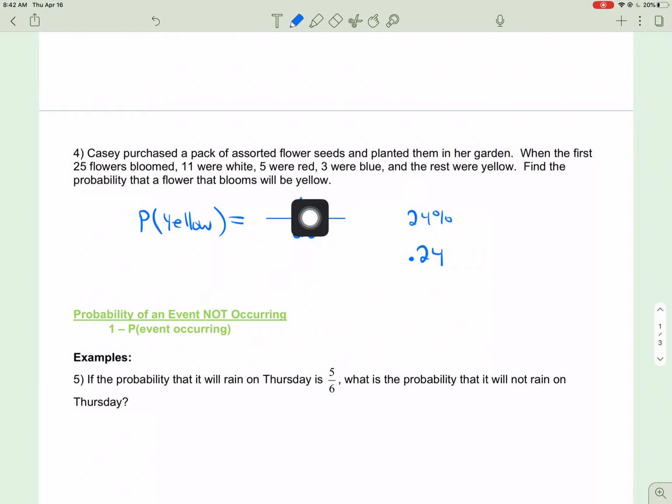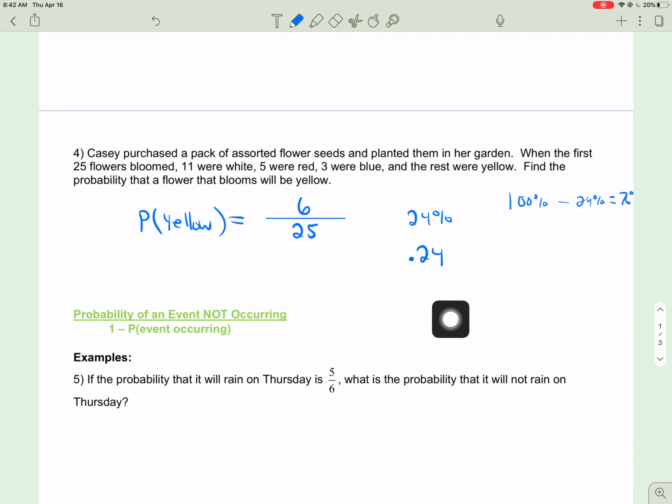Okay. Now, what about the probability of an event not occurring? If you go back to this problem here, the probability of getting a yellow flower was 24%. Well, then what's the probability of not getting a yellow flower? Well, that's 100% minus 24%, which is 76%. So the probability of an event not occurring is 1 minus the probability of an event occurring. An event can either occur or it doesn't.